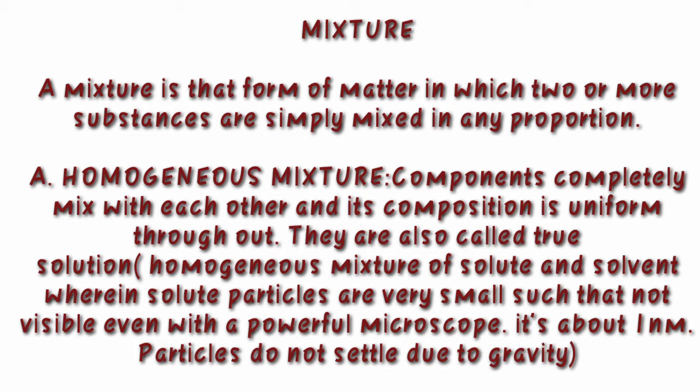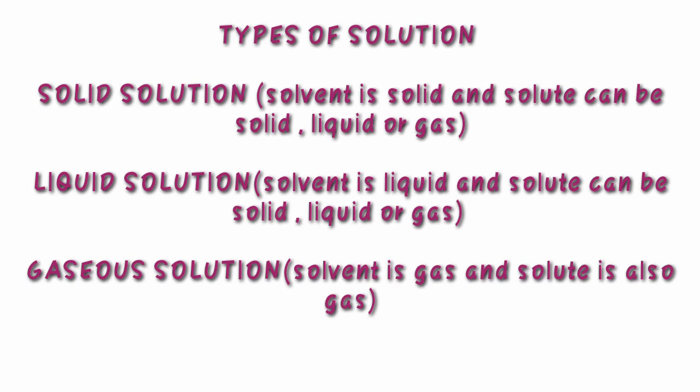Examples of true solutions are alloys, sugar in water, salt in water, water and alcohol, etc. Types of solutions. There are three types of solution. First is solid solution, in which solvent is solid and solute can be solid, liquid or gas. Examples are tin and aluminium in copper, mercury in gold, hydrogen in palladium.